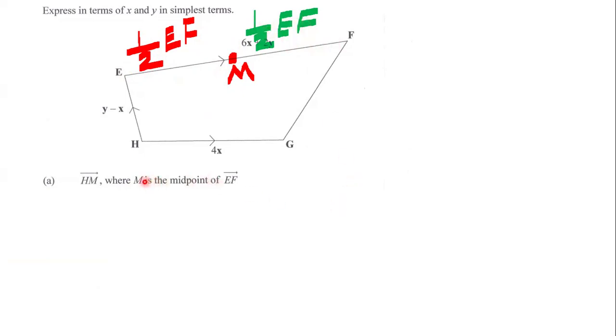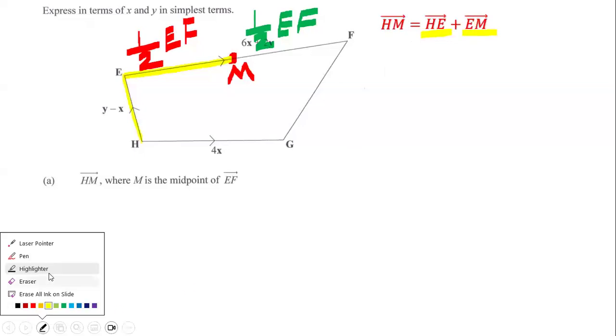Now they want us to figure out HM, where M is the midpoint of EF. So what is HM? HM means that we have to start at H and end at M. So HM is going to be, let me use this yellow, from H to E, that's why we have this one right there, and then we go from E to M. So we go from H to E, and then from E to M.